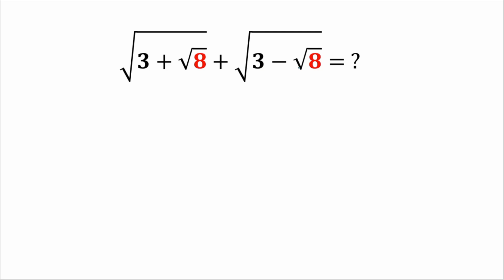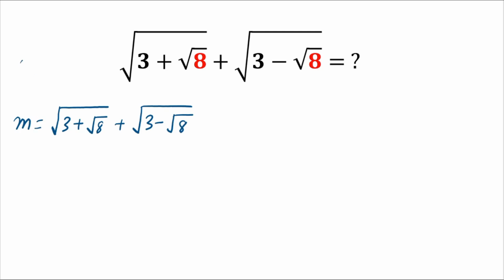Now let's start the solution of this question. Here we have square root of 3 plus square root of 8 plus square root of 3 minus square root of 8. Suppose this expression is equal to m. So our task is to find the value of m.